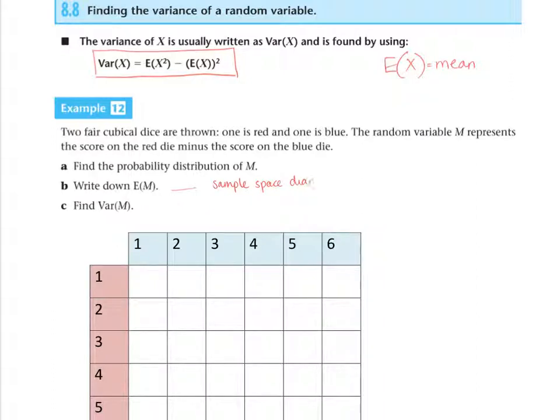What I'd like us to do, according to the rule that we've got here, is complete the table. The blue one's at the top, and the red one's down the side. So one minus the other. 1 minus 1 is 0. 1 minus 2 is minus 1. 1 minus 3 is minus 2, and so on. And let's fill up the rest of the table.